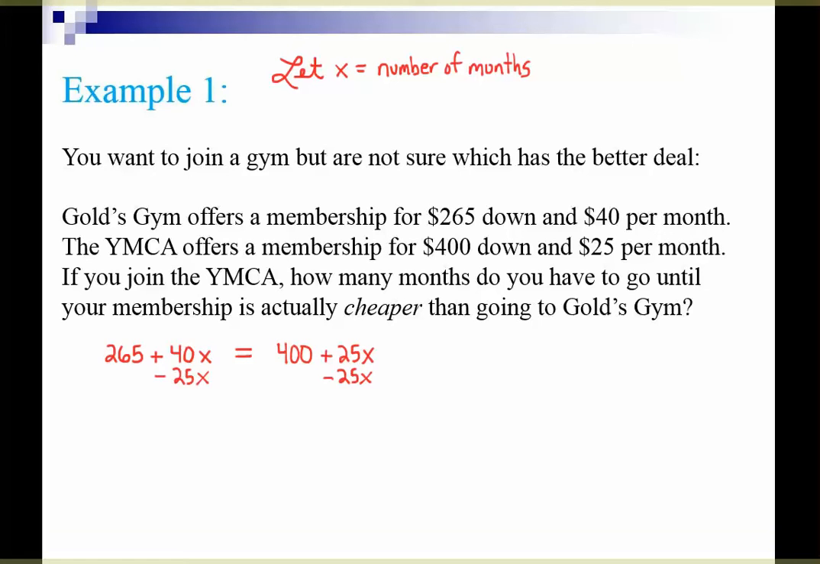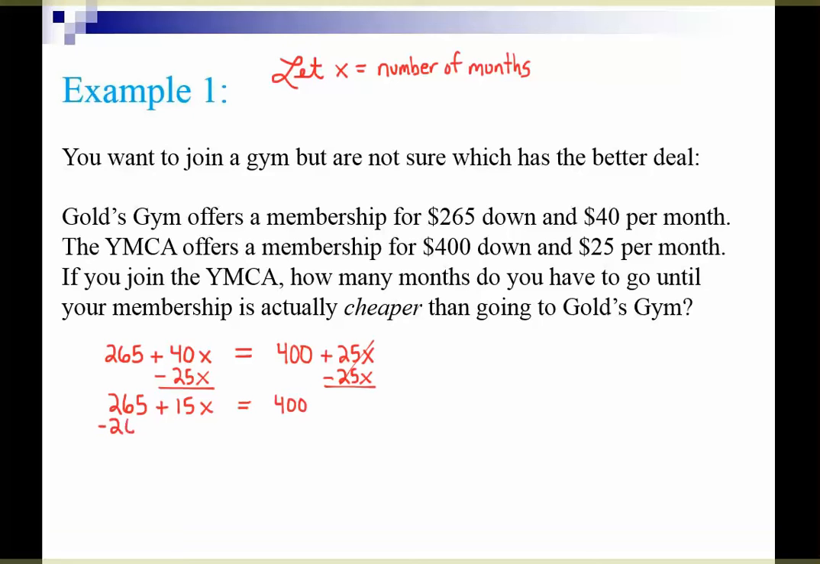And you know what, before I go any further, I want you to do this on your own. So go ahead and hit pause now. Go ahead and figure out how much x equals. All right, hopefully you did that on your own. I'm going to take away 25x from both sides. Once you do this, you'll be left with 265 plus 15x equals 400.